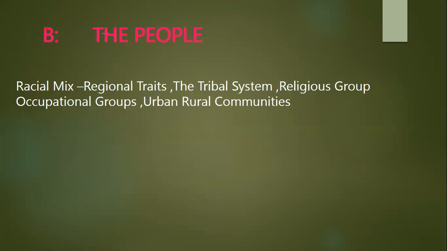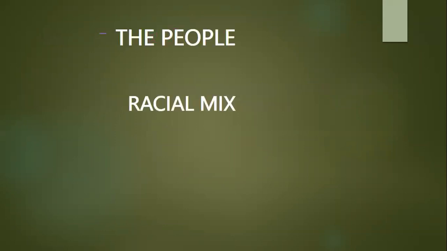Second part, the people: racial mix, regional traits, the tribal system. These three topics we have done. And today the new topic which we will do is the religious group and occupational group. Today we will do this, and also urban rural communities is included in your syllabus. The people, we have discussed these topics in the previous lecture.